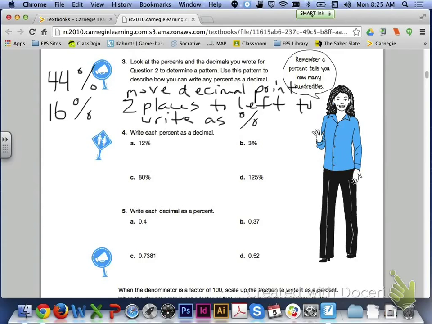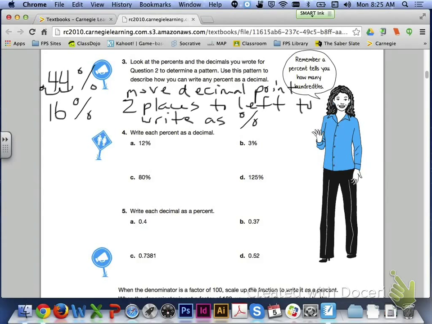If we take a look at the answer to number 3, all that you have to do is move the decimal point in a percent 2 places to the left in order to write that percent as a decimal. If you look back at letter A, you had 44%. If you move it over 2 spots, there's your decimal, 44 hundredths. For your decimal then for 44%.